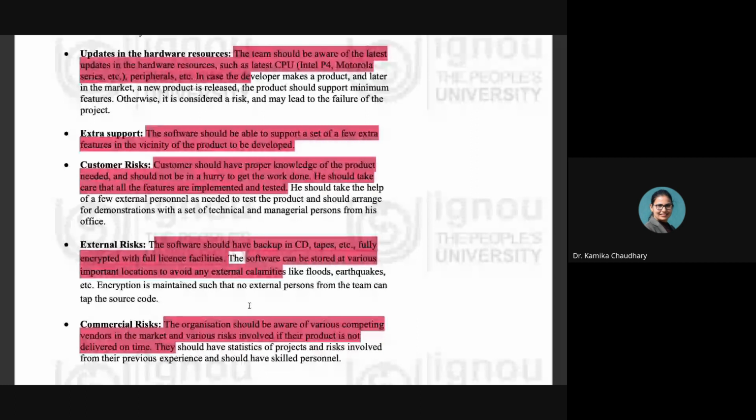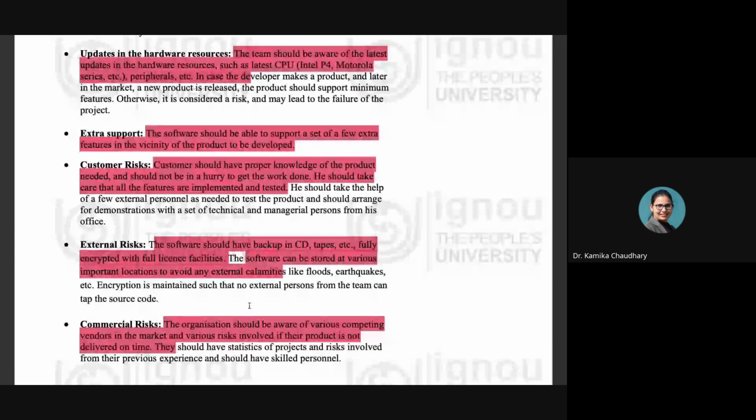Next, there could be external risk that could happen. For example, there could be calamities, like natural calamities could occur, like a flood situation, earthquake situation. In that case, all the backup should be taken into CDs or tape drives or whatever hardware can be used for taking the backup, and every backup should be taken into encrypted form only, so that no infringement of that backup could be made by any unauthorized person.